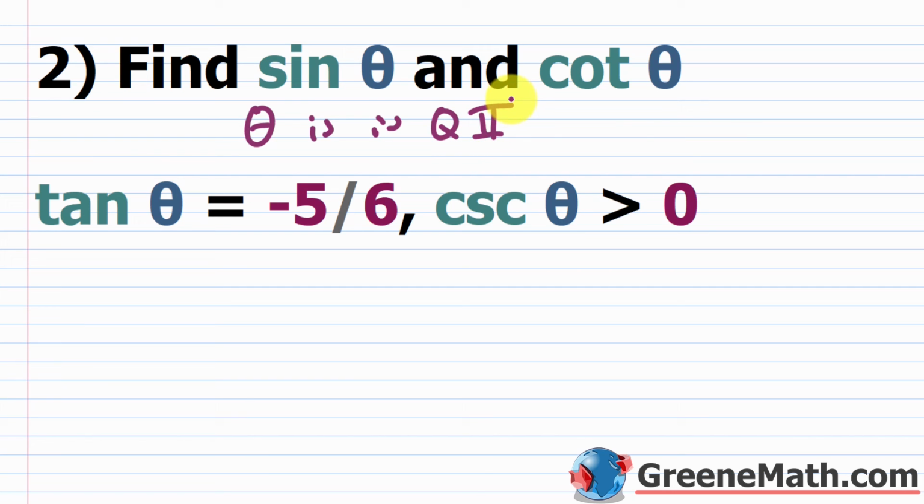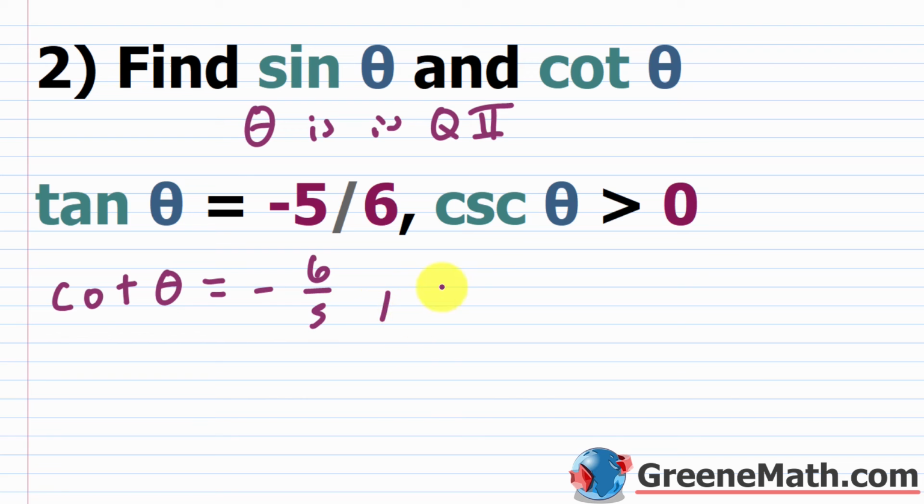Okay, so the x values are going to be negative and the y values are going to be positive. We are told to find the sine of theta and the cotangent of theta. Now for the cotangent of theta, it's very easy. It's just the reciprocal of the tangent of theta. So let me write this one out first. So the cotangent of theta is equal to, you would just take the reciprocal of this. So this is the negative of 6 over 5, or you could say negative 6/5 if you wanted to.